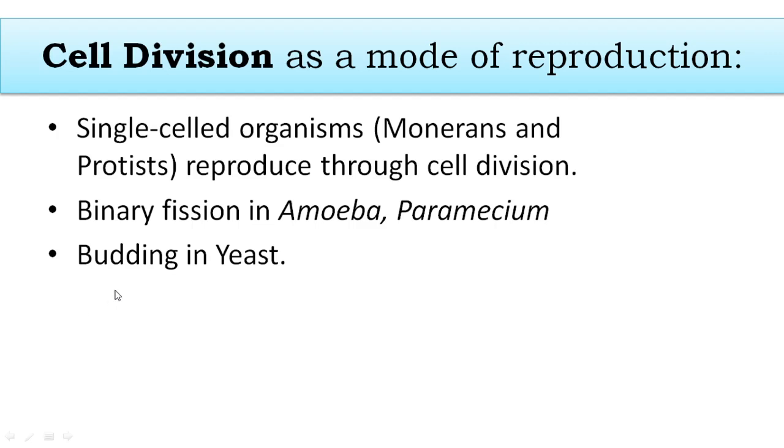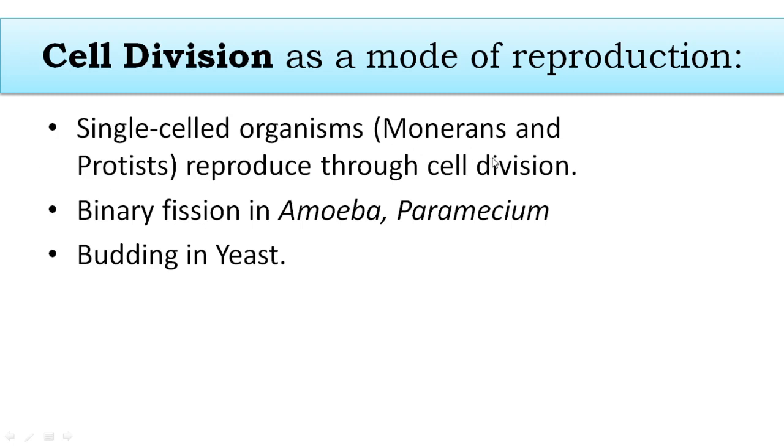The first one is cell division as a mode of reproduction. It is observed in single-celled organisms, especially monerans and protists. Monerans are single-celled organisms which are prokaryotic cells, like bacteria, whereas protists are single-celled eukaryotic organisms. Single-celled prokaryotic organisms are called monerans, and single-celled eukaryotic organisms are called protists.